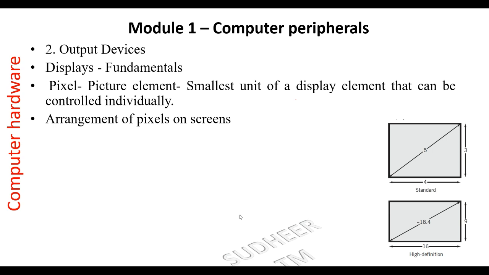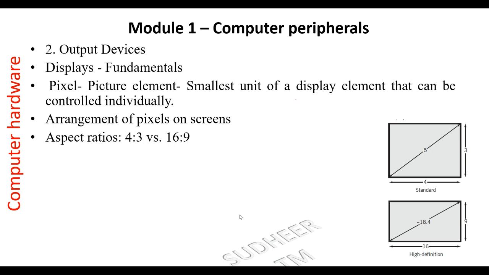Okay, so these pixels are arranged, and according to the arrangement we have different aspect ratios, 4 is to 3 or 16 is to 9. That is what is called an aspect ratio. Okay, so 4 is to 3 means along the lengthwise 4, and height wise it is 3. If 4 centimeter is the length, it should have 3 centimeter height.